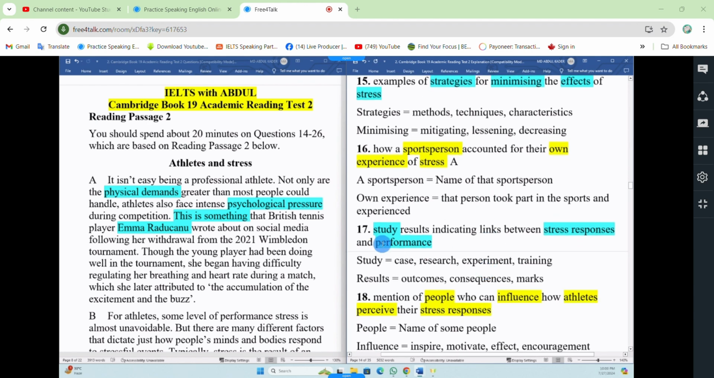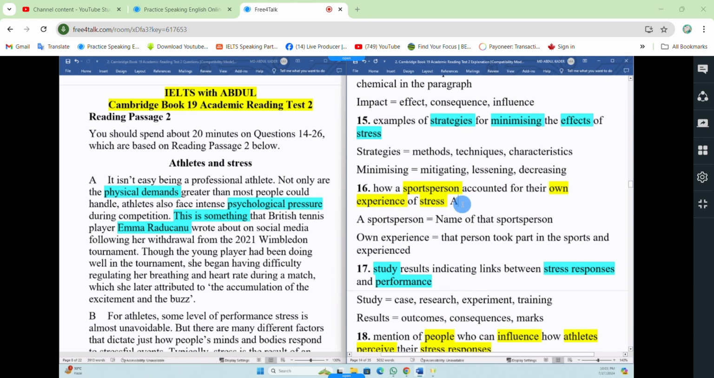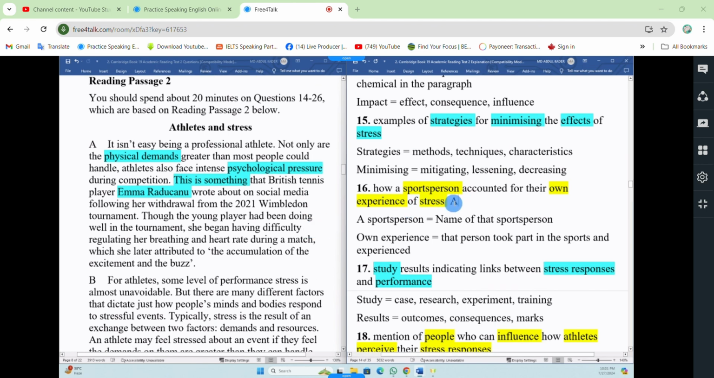What about question number 17? Study results? No, there is no study or research there. Question number 18. Mention of people who can influence how athletes perceive their stress responses. No, from paragraph A we can find only one sports person, that is Emma Raducanu. So for paragraph A the correct answer is 16. Now I would like to move on to our next question.